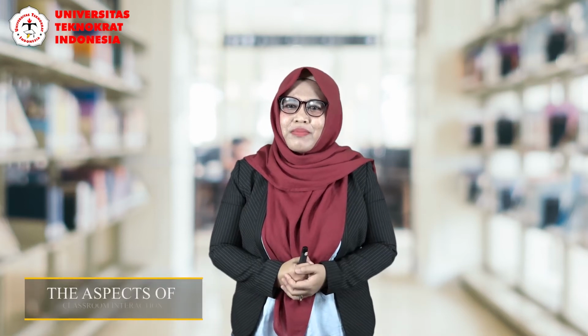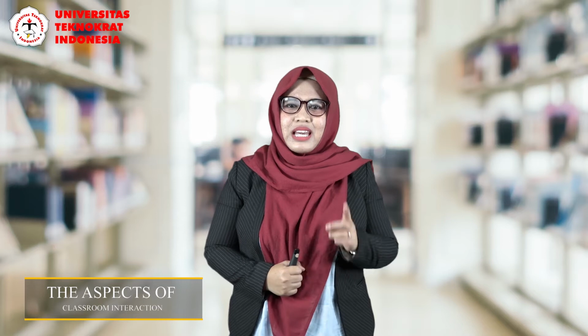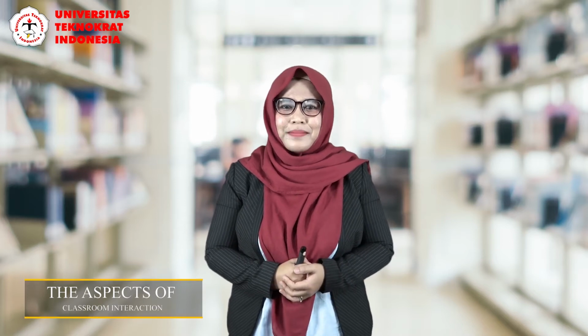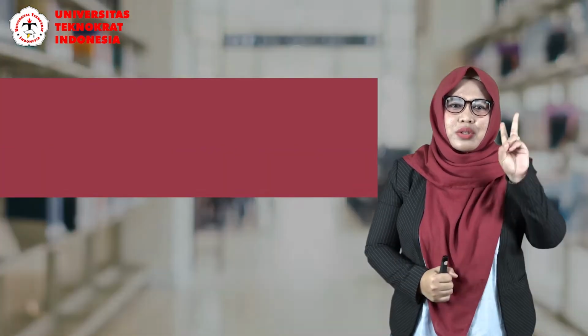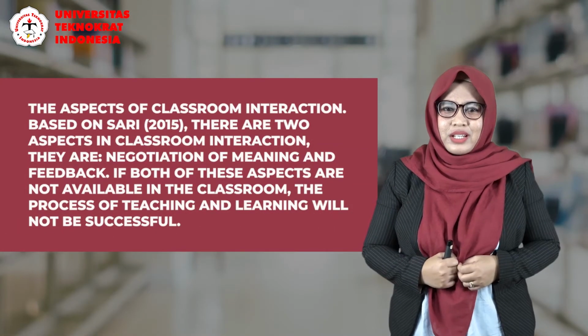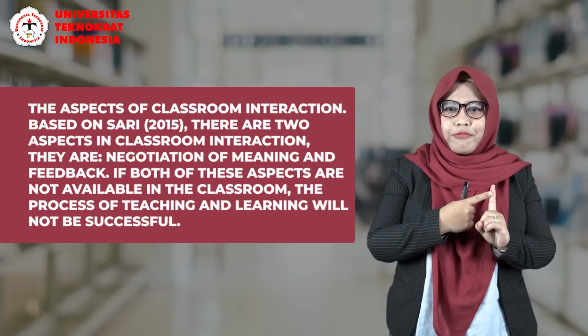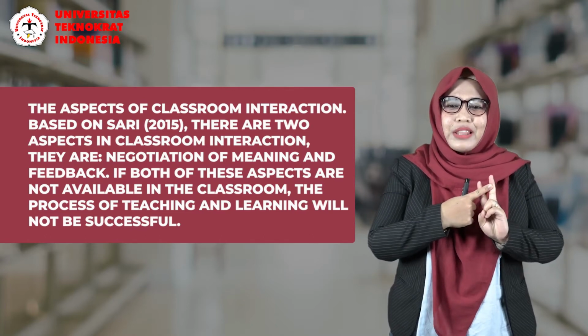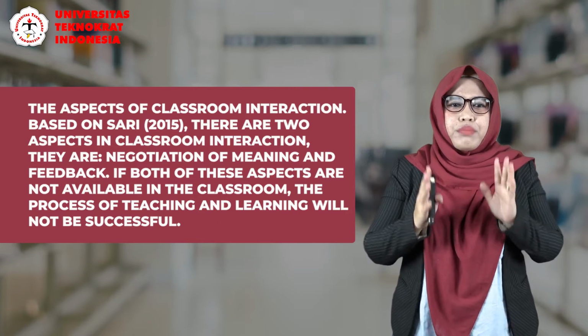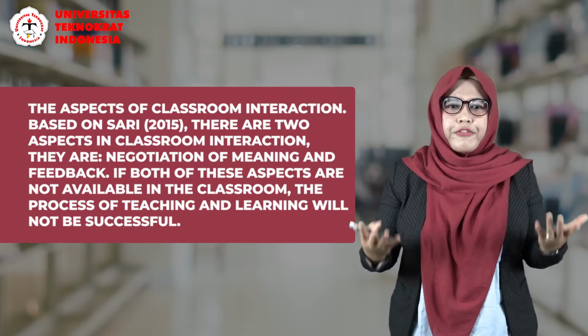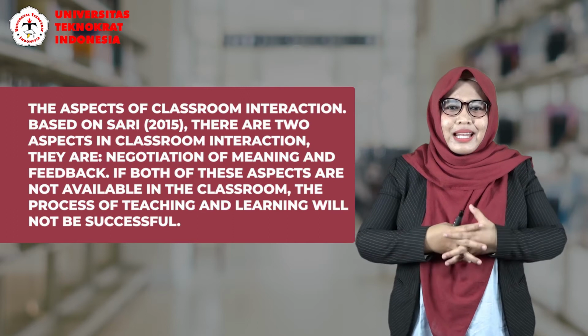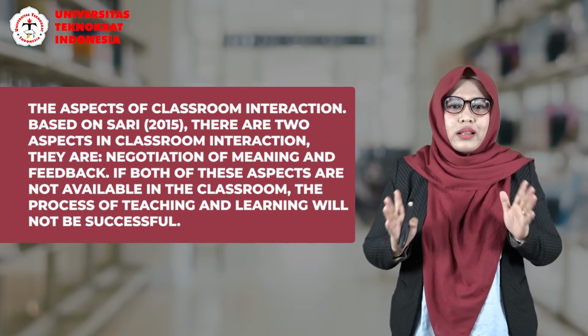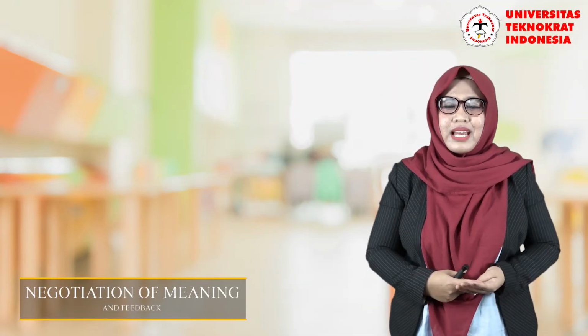Alright, now we come to the next section. It is about the aspects of classroom interaction. Based on Sari 2015, there are two aspects in classroom interaction. The first, negotiation of meaning, and the second is feedback. Okay, if both of these aspects are not available in your classroom, the process of teaching and learning will not be successful. Now, I will tell you what negotiation of meaning and feedback are.